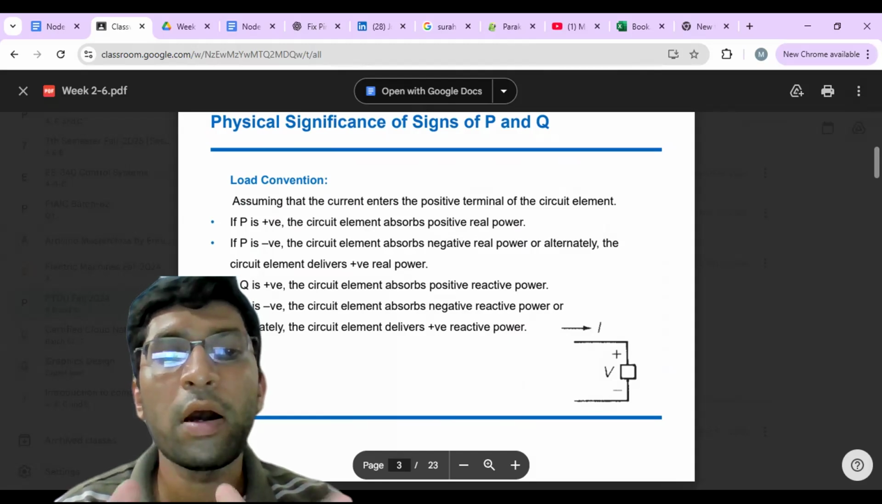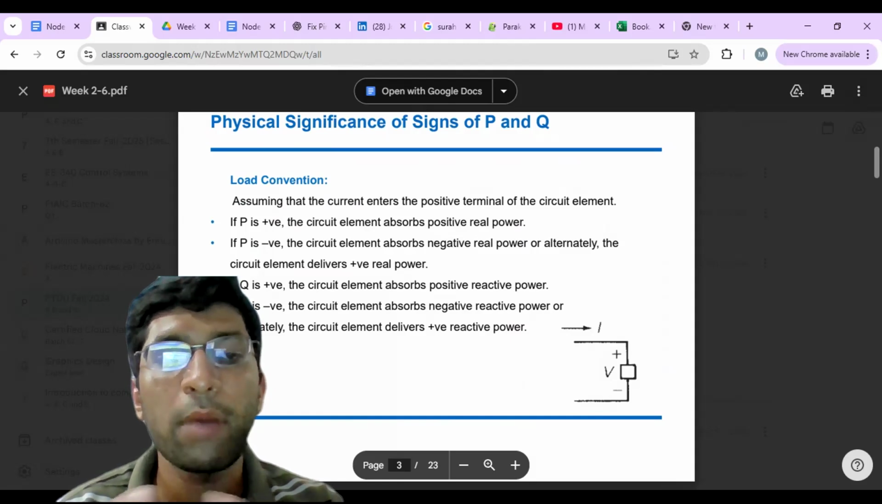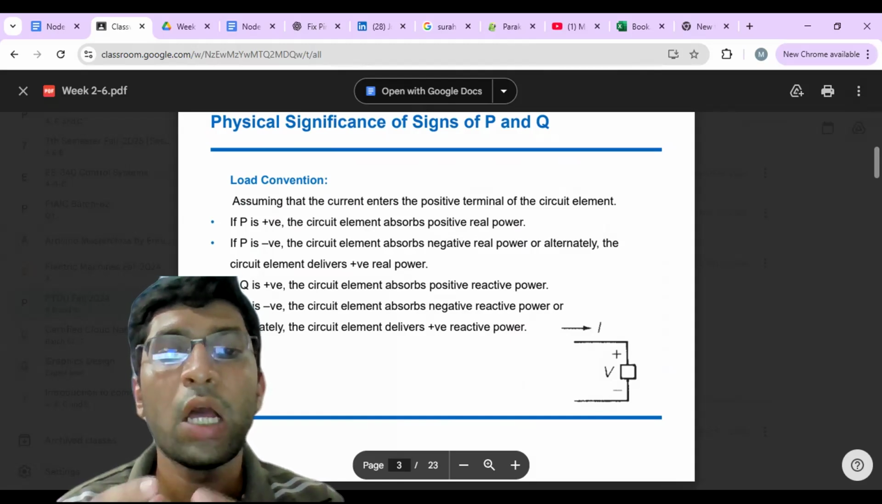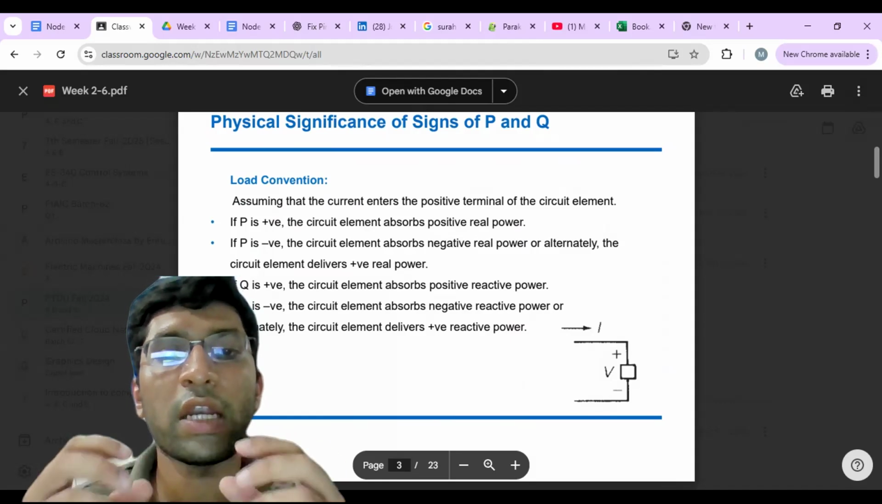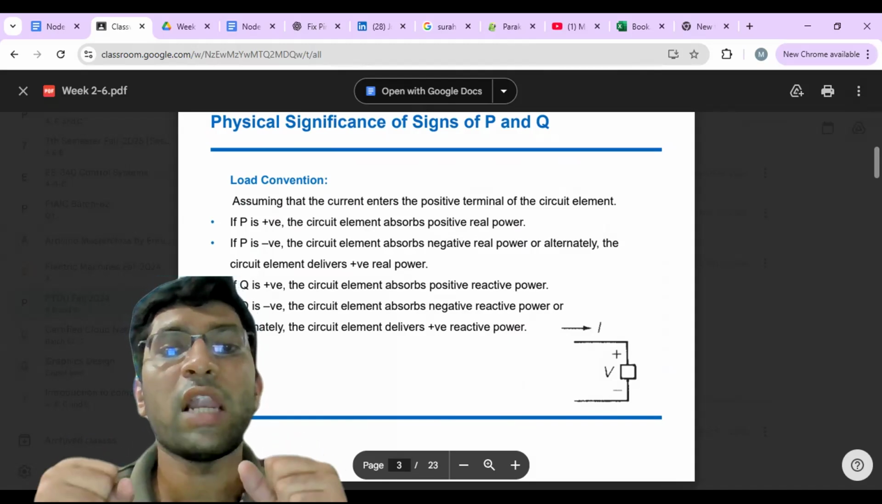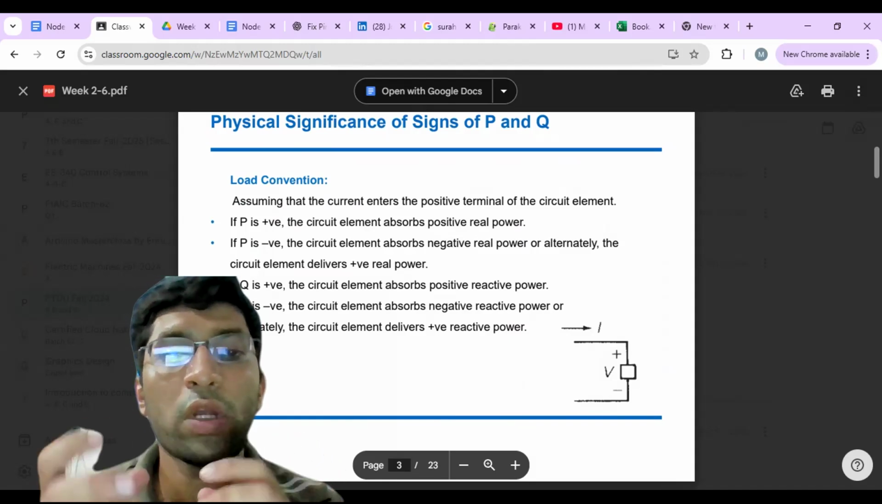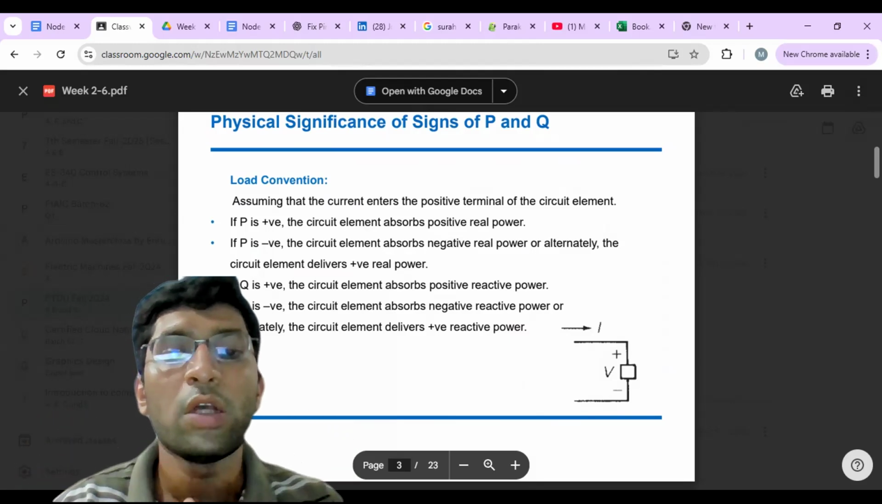If the active power is positive, the circuit element absorbs positive real power. And if the active power is negative, the circuit element absorbs negative real power. What I mean by active power is real power, so don't get confused. If active power is negative, the circuit element absorbs negative real power, or you can say the circuit is delivering positive real power.